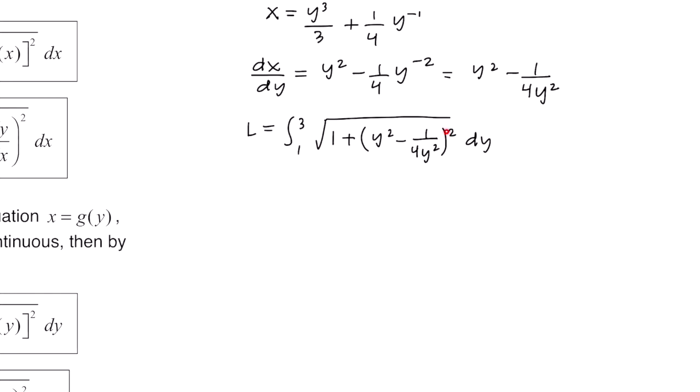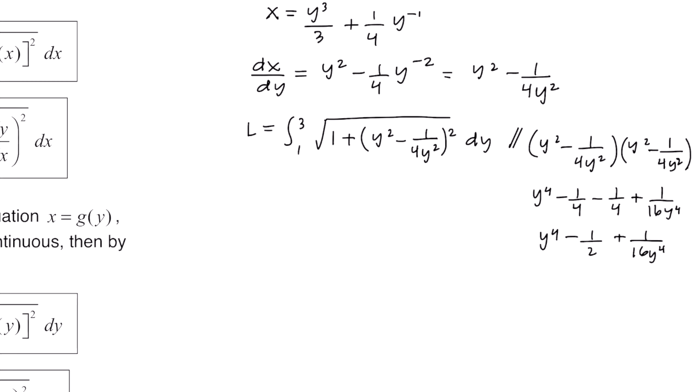At this point, we need to FOIL this out, so I'm going to write that on the right. When we FOIL this, we get y to the 4th. For the outer term, when you multiply them, the y squared and the y squared cancel, so you just get negative 1/4. And the same thing goes for the inner terms. The y squareds cancel, and you also just get negative 1/4. And the last term times the last term is going to be positive 1 over 16y to the 4th. When we combine these negative 1/4, we get negative 1/2.